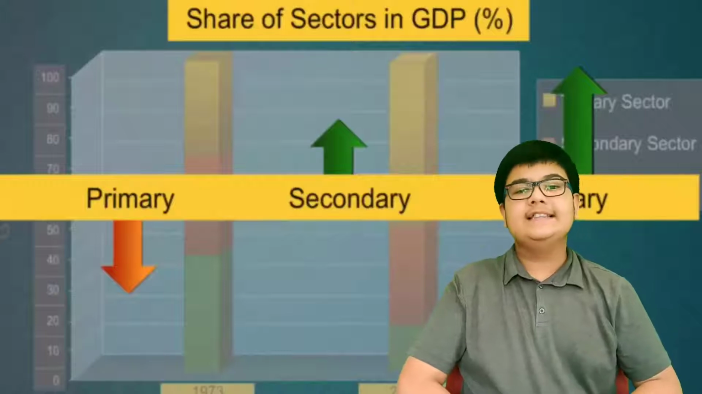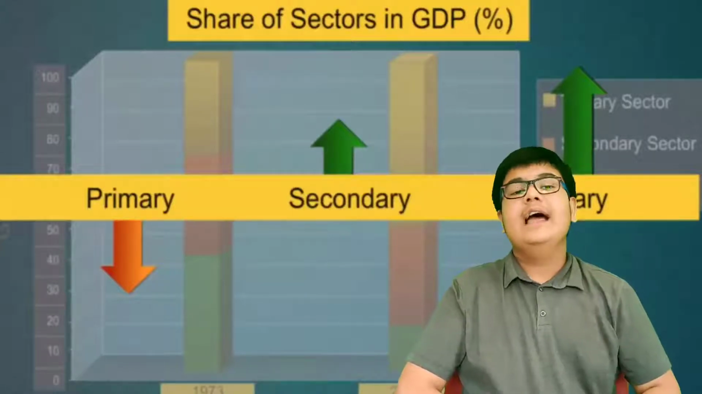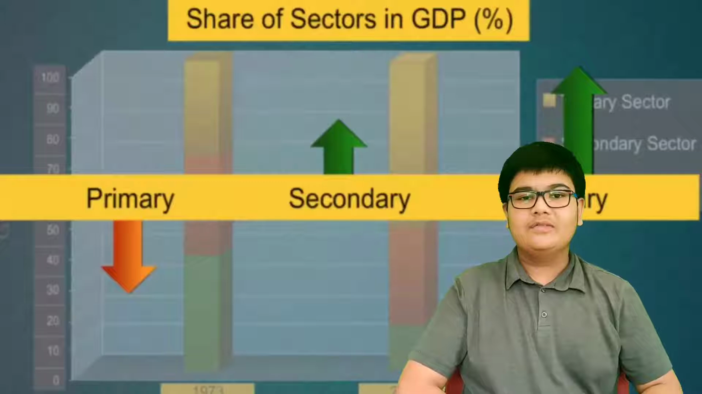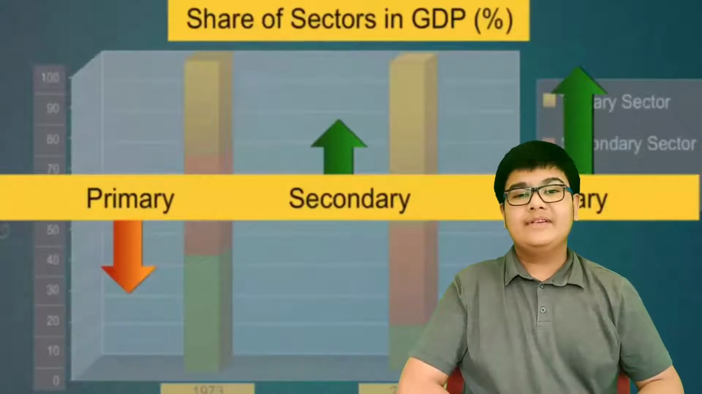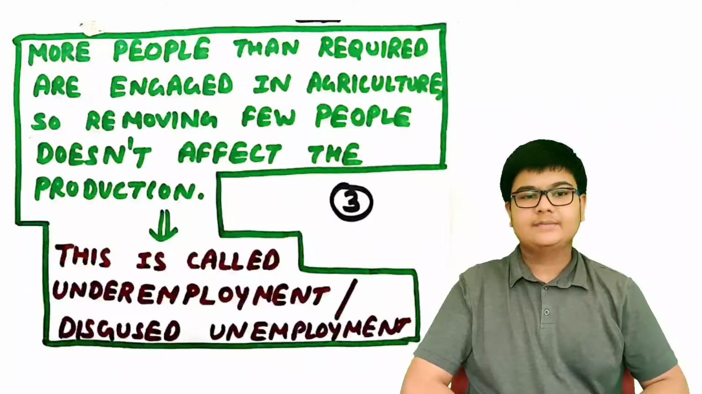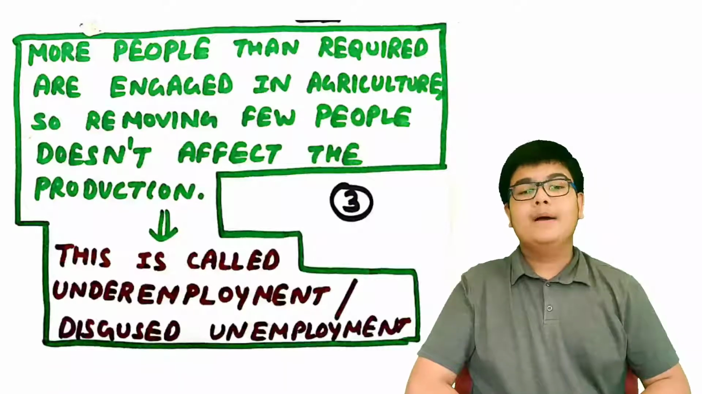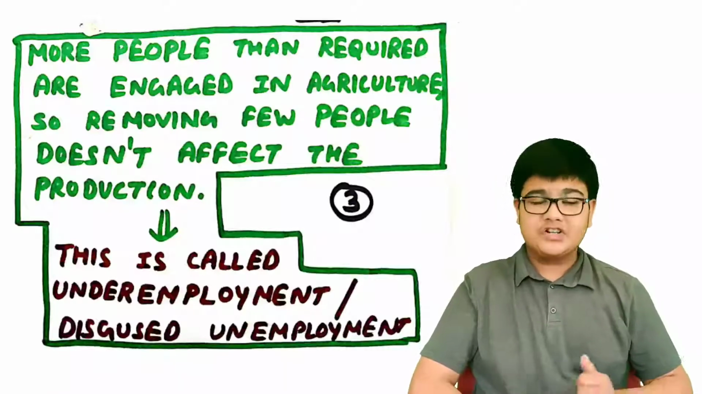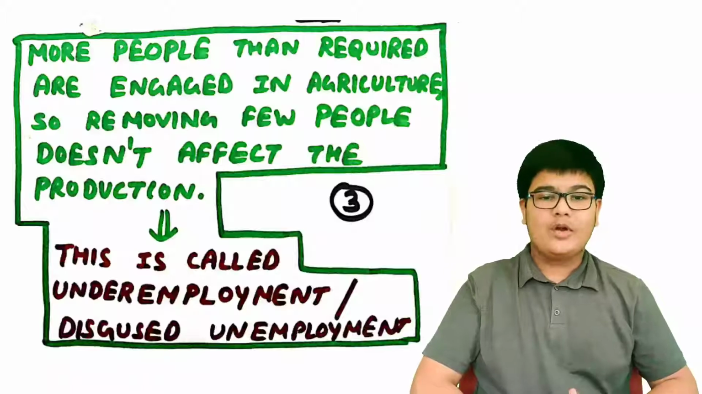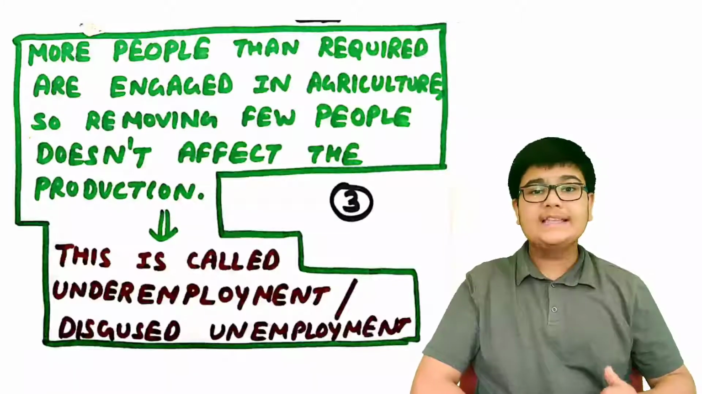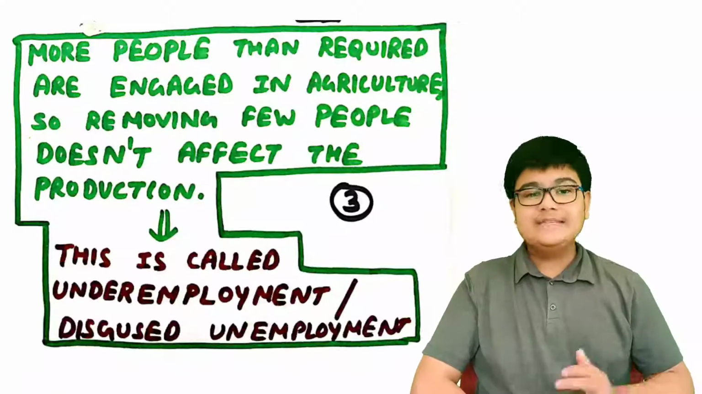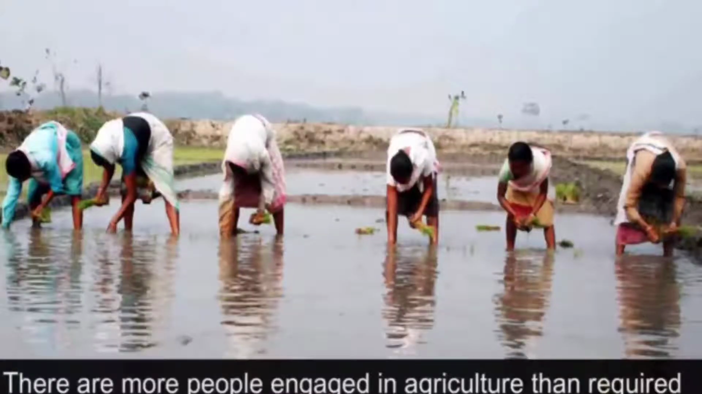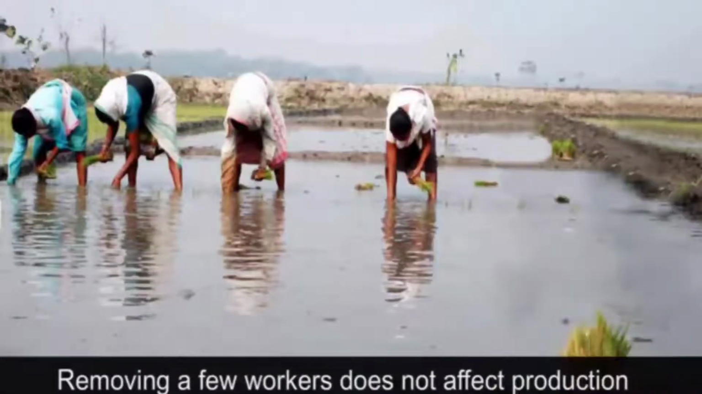Now let us see why the primary sector has very little role in the GDP of the country even after having a very high role in employment. This is because most of the people in the primary sector are underemployed or disguised unemployed. This means that more people than required are engaged in the primary sector, and removing a few of them will not affect the production of the sector.